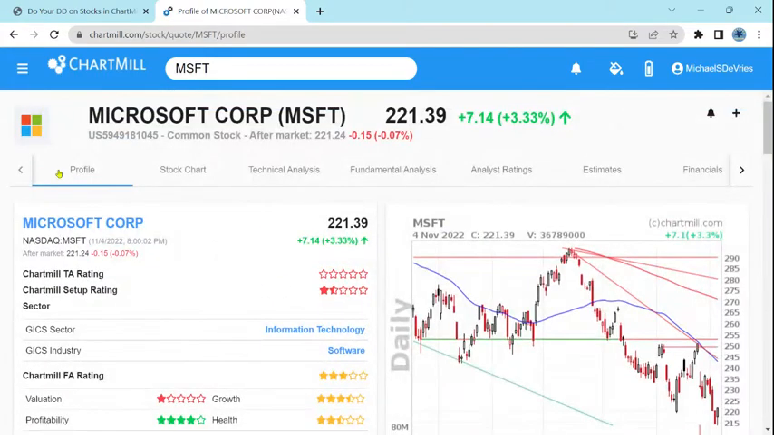So again, a great overview, a ton of information just on the Profile tab that gives you an overview of all the important metrics that you may be interested in for doing your due diligence on that stock here in the Profile tab in ChartMill. And then again, you can dig into any of the areas that you want more information on in the subsequent tabs within ChartMill.